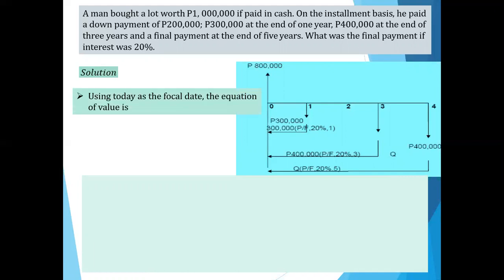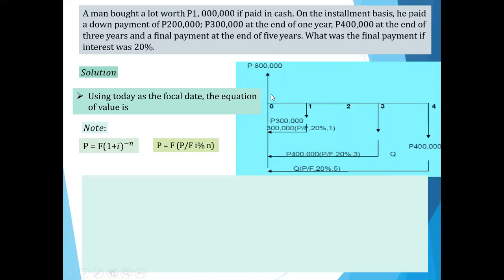So we use today as the focal date of our equation. Take note that we use the formula of the present value or present worth, P equals F times (1 plus i) to the power of negative n, or P is equal to F times the quantity P over F, i percent, n. Given the value of F, or the future value, interest, and the number of periods, we can solve the value of P.